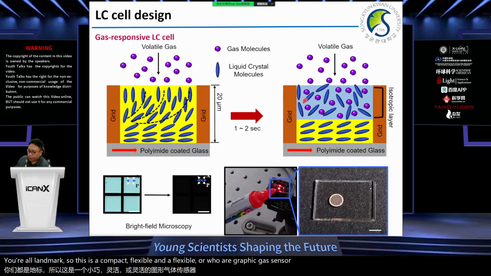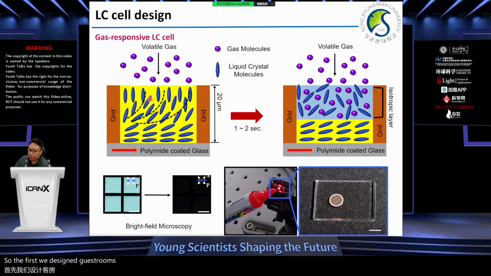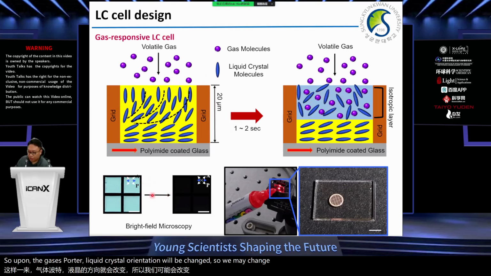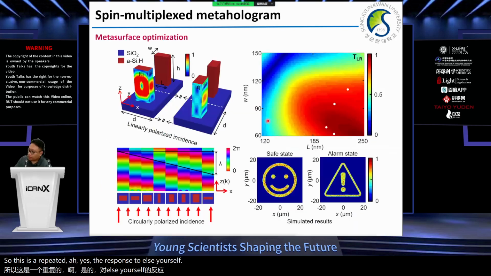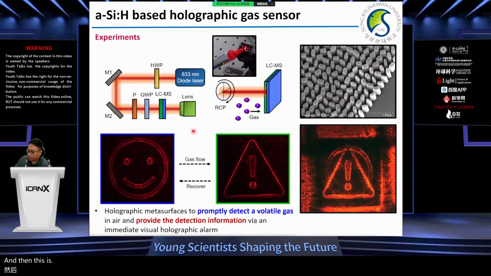First, we designed a gas-responsive LC cell. We implemented a micro-well structure. Upon gas exposure, the liquid crystal orientation will change, so we can change the outgoing beam polarization state. So this is the fabricated gas-responsive LC cell. The design principle was similar to the previous example. And then this is a real demonstration.